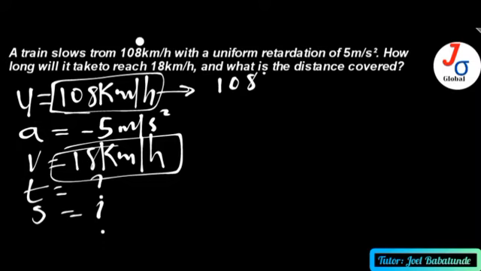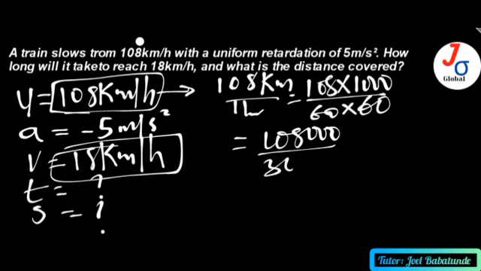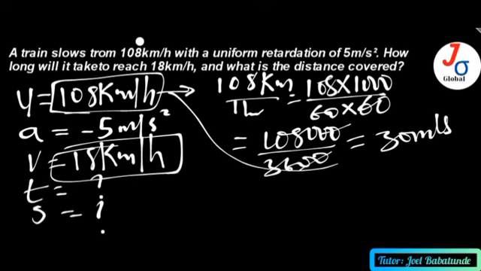108 kilometers every 1 hour. And that's the same as saying 108 multiplied by 1000 divided by 60 seconds make 1 minute, 60 minutes make 1 hour. So it has 108000 divided by 3600. So 2 zeros cancel out 2 zeros, and 1080 divided by 36, what we get is actually 30 meters per second. So that means this U is 30 meters per second.